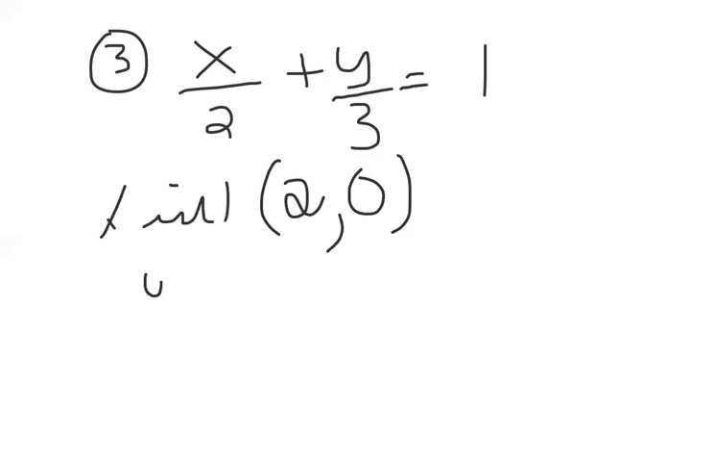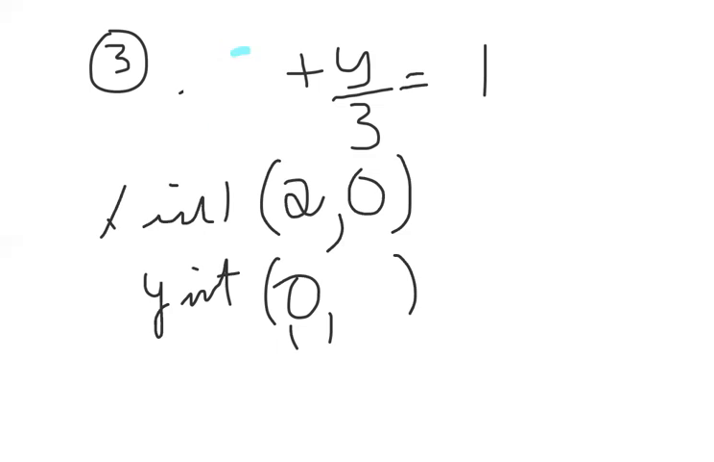Now let's find the y-intercept. For the y-intercept, very similar. You're going to plug in 0 for x and then solve for y. So again, that's like saying the x term is not there. So you're left with y over 3 equals 1. What number divided by 3 gives you 1? That's the question. And the answer would have to be 3, guys.